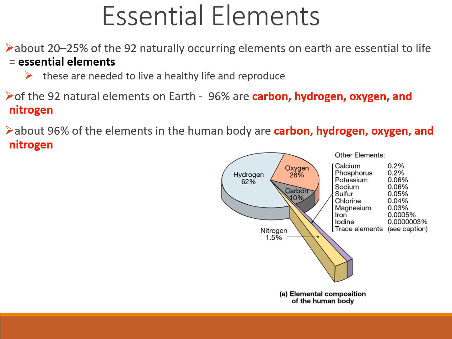Now, out of the 92 elements on Earth, believe it or not, 96% of them are carbon, hydrogen, oxygen, and nitrogen. They are the four main essential elements that all life on this planet requires to survive. Coincidentally, about 96% of the elements in the human body are carbon, hydrogen, oxygen, and nitrogen.